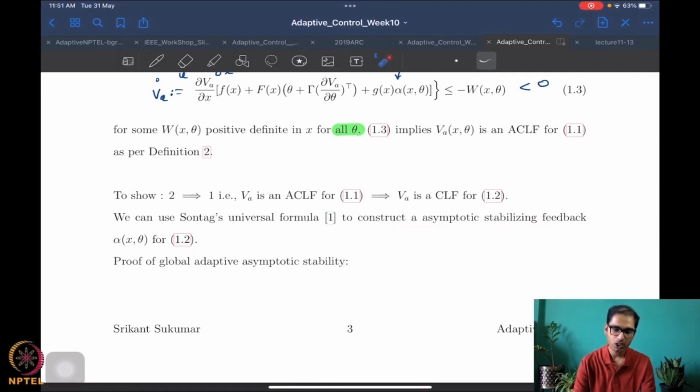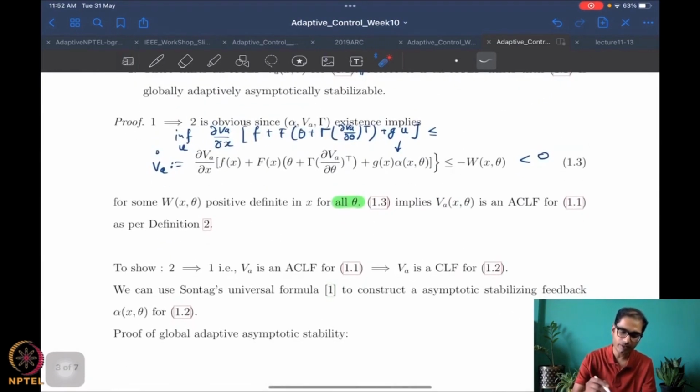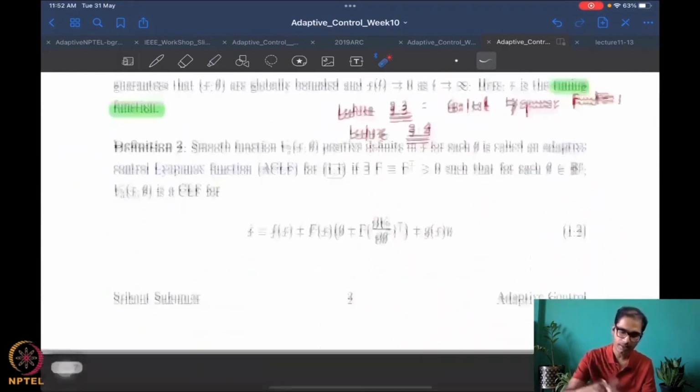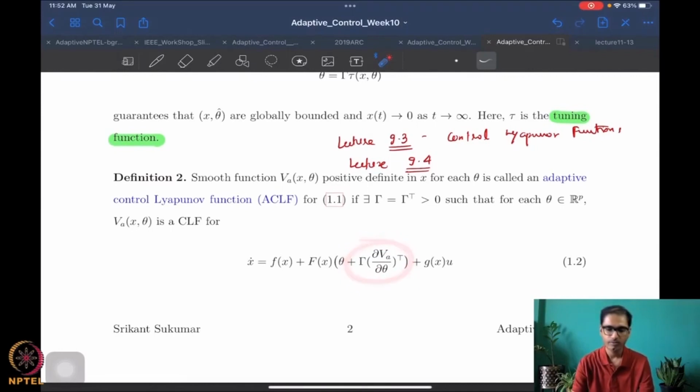All right, because VA is an ACLF for 1.1. By definition, it is an ACLF for 1.2. And if you have a control Lyapunov function for any system, this is equivalent to being able to construct an almost smooth stabilizing feedback alpha. So you have constructed an alpha. And the gamma is coming from the definition of ACLF itself, right? The gamma is right here. Okay. So that's it. So these two are equivalent.